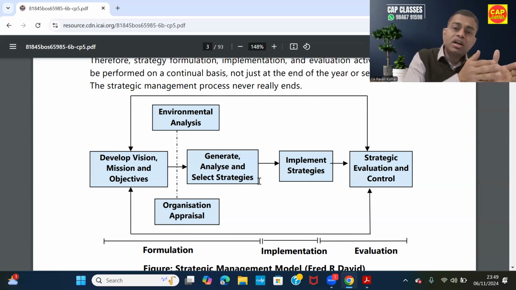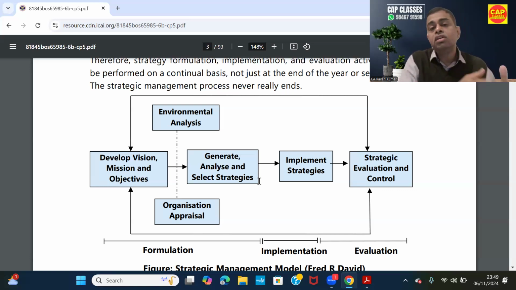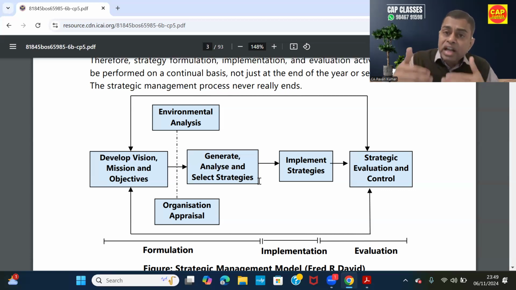Now that we have covered chapters 1, 2, 3, 4 already, we have learned many concepts in these 4 chapters and we came to the fifth chapter. There are various phases: we develop the vision and mission statement, then we define the objectives. Before that, we do environmental analysis for the external environment and organization appraisal for the internal environment. We do SWOT analysis and then we generate, analyze, and select strategies. That is the first 4 boxes here, which is the formulation of a strategy.